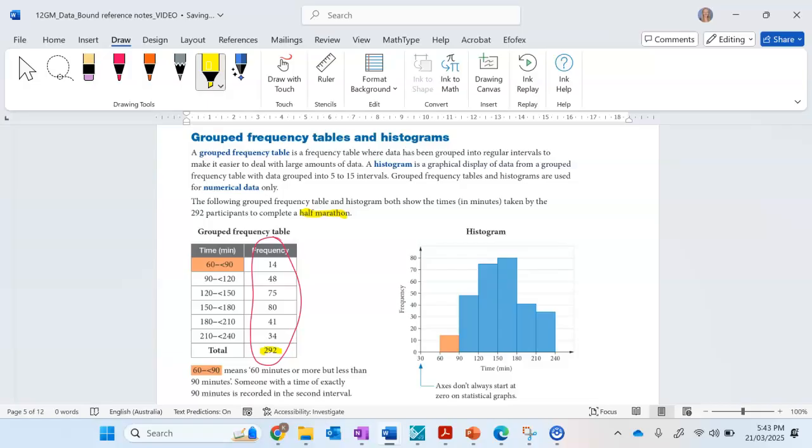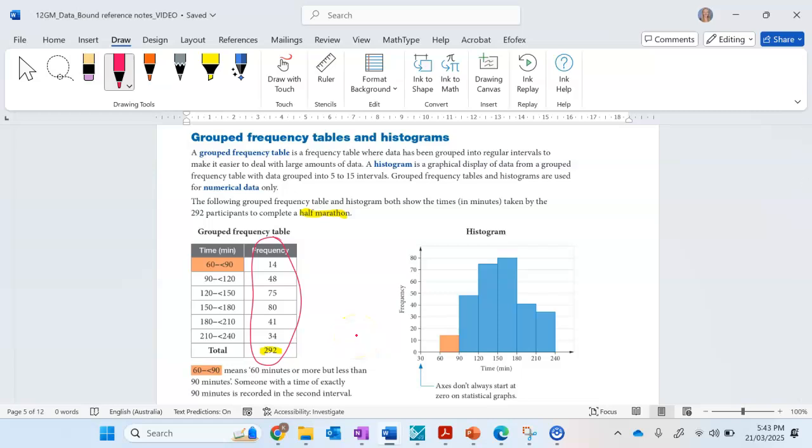So basically down this end, they're fast, and then I'm down here somewhere slow. All right, so that doesn't matter though. We're only looking at the histogram and the frequency table, but if you're thinking of it in terms of the context, we're running a half marathon here. So we don't need all that business. What we need to remember is we group it when we've got a lot of data. Drawing a dot plot for this would be ridiculous. We'd have 292 dots. It takes way too long.